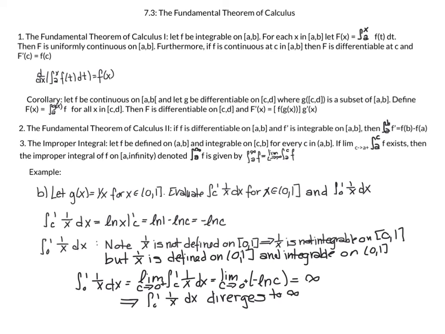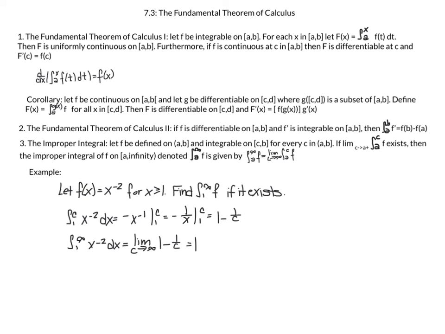So the integral from 0 to 1 of 1 over x dx is equal to the limit as c approaches 0 from the positive side, because we're going from 0 to 1, of the integral from c to 1 of 1 over x dx, which from our previous work is equal to the limit as c approaches 0 from the positive side of minus natural log of c. And as c approaches 0, this will approach infinity. Therefore, our integral diverges to infinity, and we can write the integral is equal to infinity.